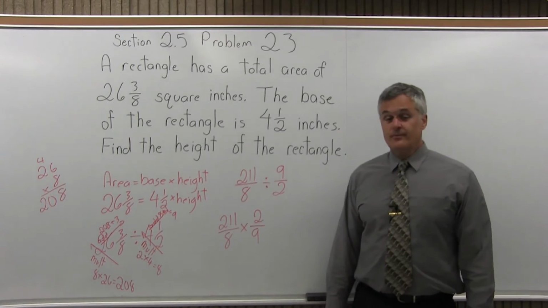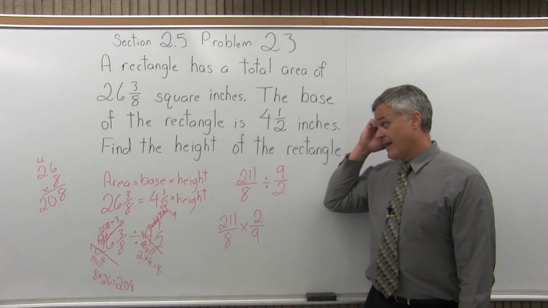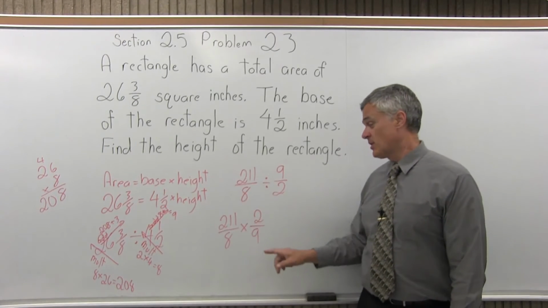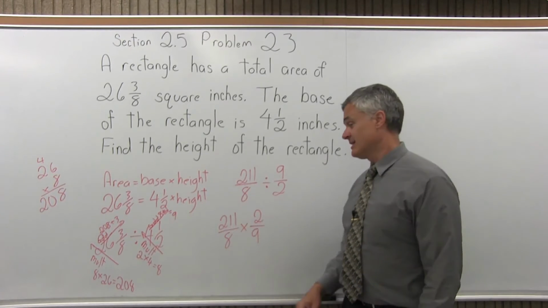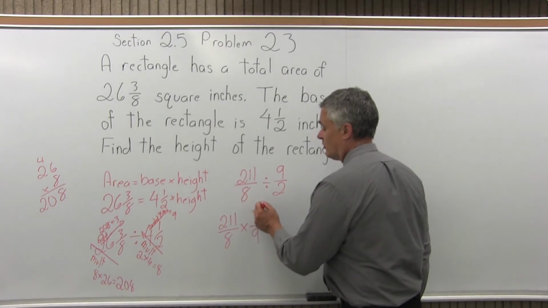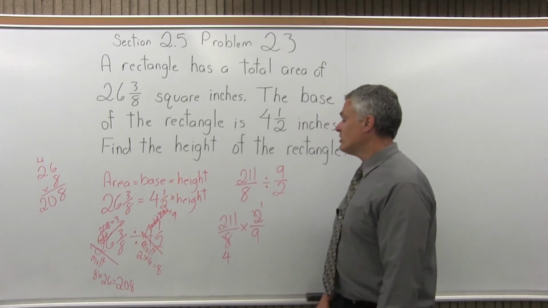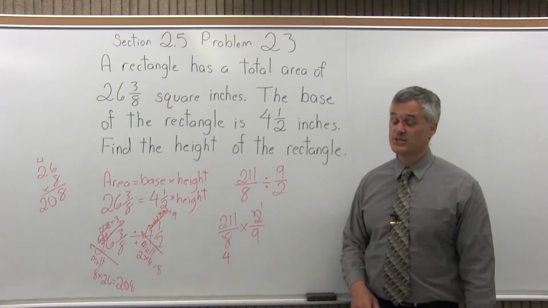Now I have to multiply top times top, bottom times bottom. Now, if I can pre-reduce it all, where these numbers have really gotten pretty big for this problem, it'll certainly help me. Well, the 2 and the 8 reduce nicely. 2 goes into 2 once, 2 goes into 8 4 times. Now, could the 211 and the 4 reduce, or the 211 and the 9 reduce? And the answer is no.